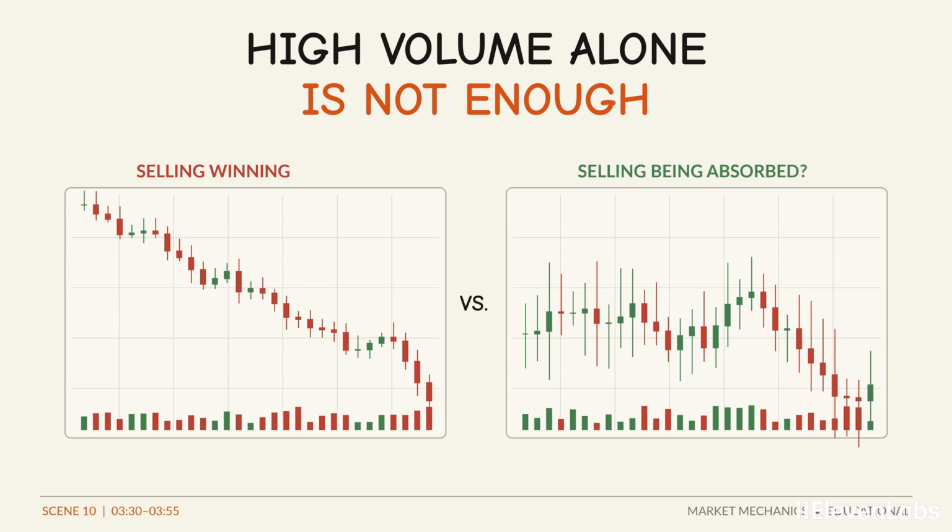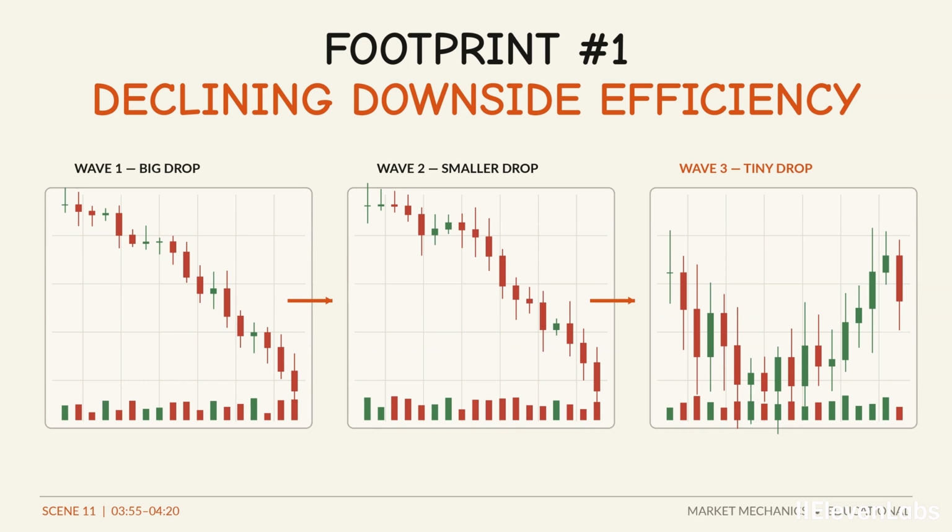Footprint number 1 is declining downside efficiency. The first selling wave produces a large price drop. The second produces a smaller drop. The third produces very little additional downside, even though activity remains elevated. Selling still exists, but its ability to create lower prices is weakening. That change in efficiency is measurable.